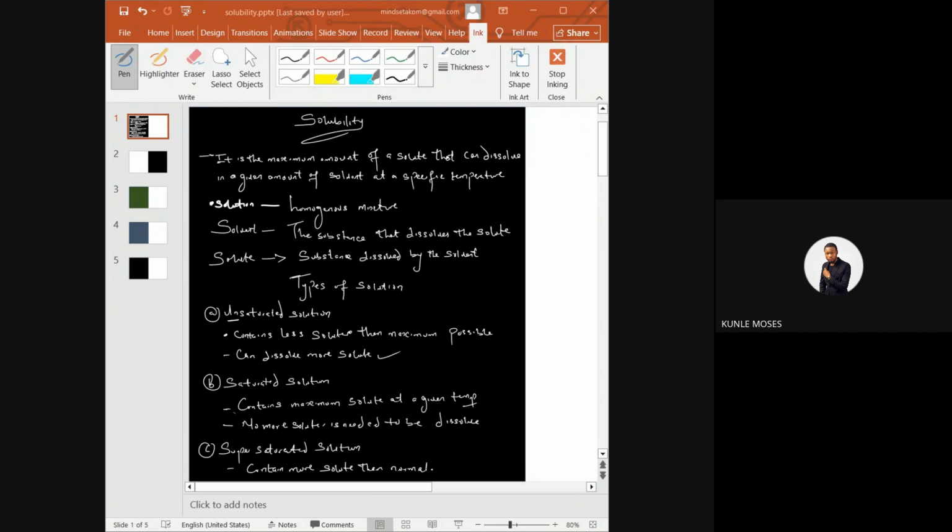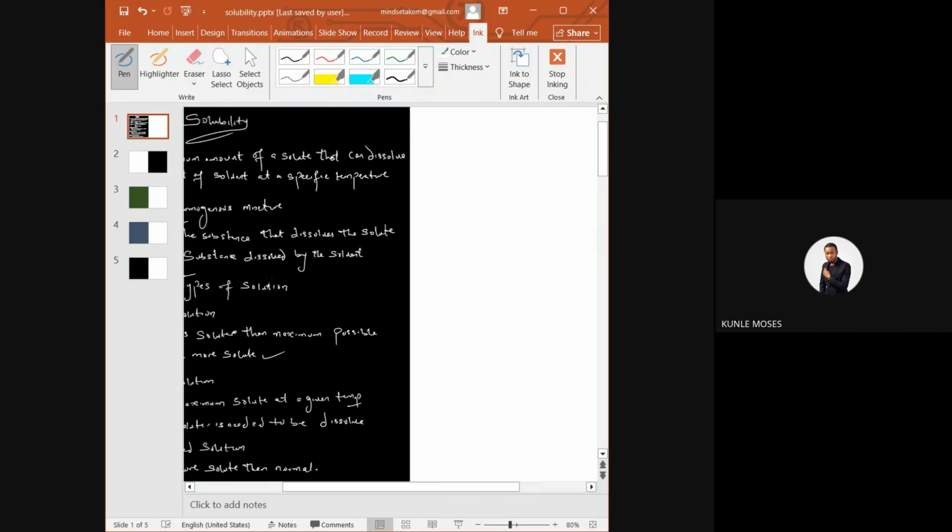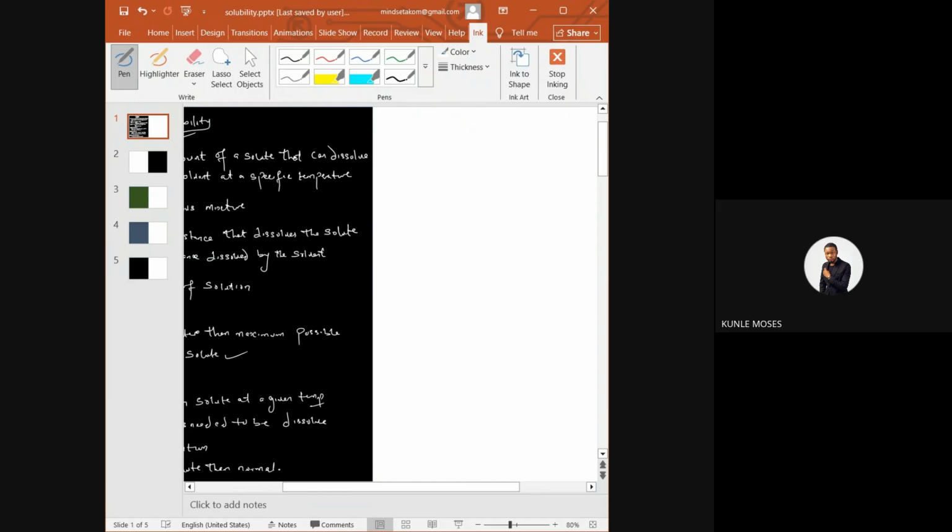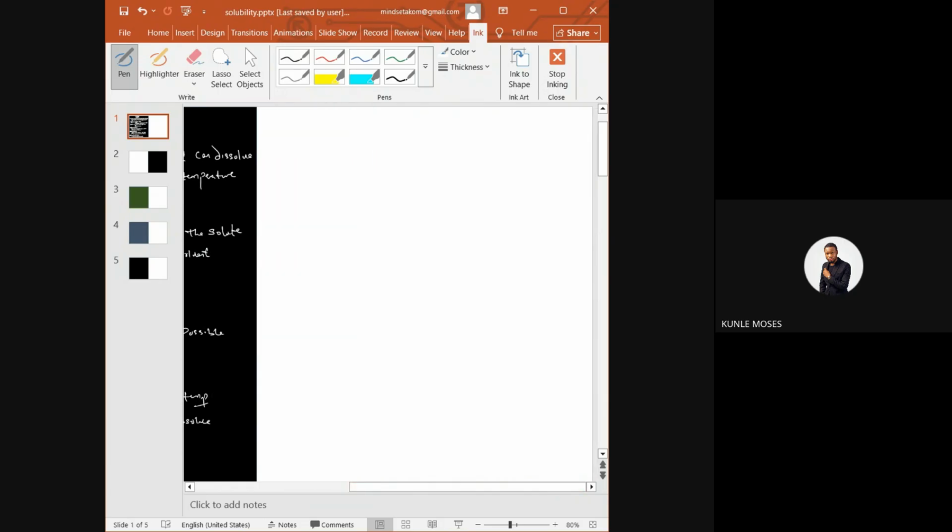Hope that is taken. So let's quickly go to solubility curve, which is, have you written that one down? Can I move on? Are you done? Okay. So let's move to solubility curve.